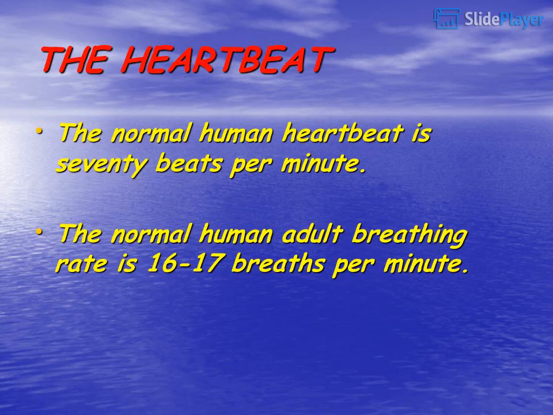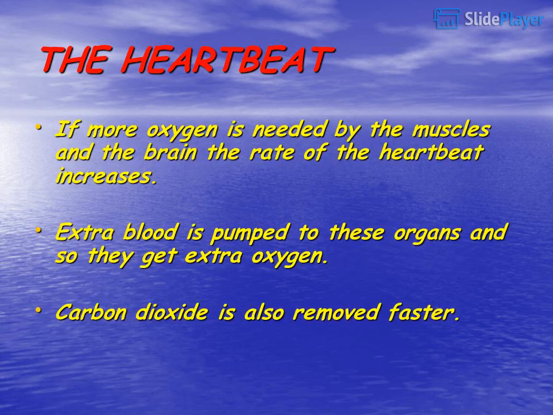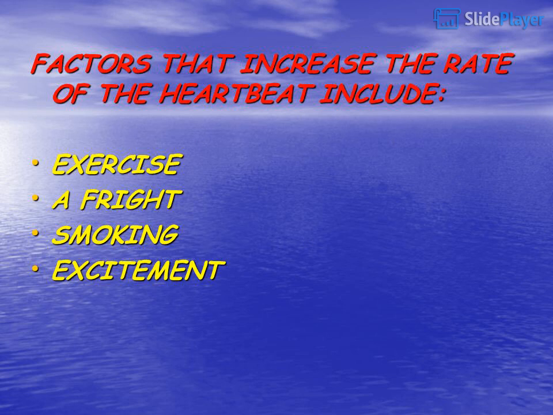The heartbeat. The normal human heartbeat is 70 beats per minute. The normal human adult breathing rate is 16 to 17 breaths per minute. If more oxygen is needed by the muscles and the brain, the rate of the heartbeat increases. Extra blood is pumped to these organs and so they get extra oxygen. Carbon dioxide is also removed faster. Factors that increase the rate of the heartbeat include exercise, a fright, smoking, excitement.